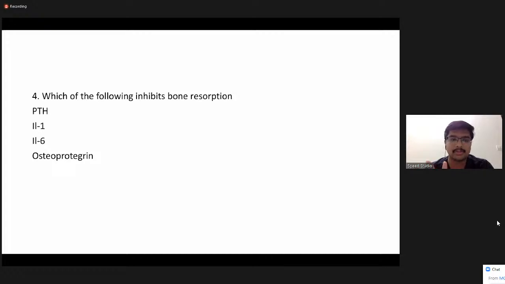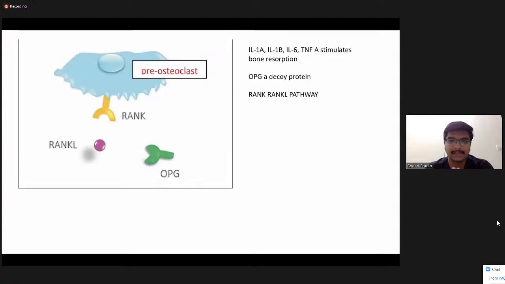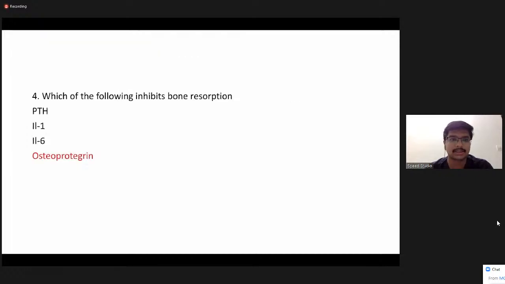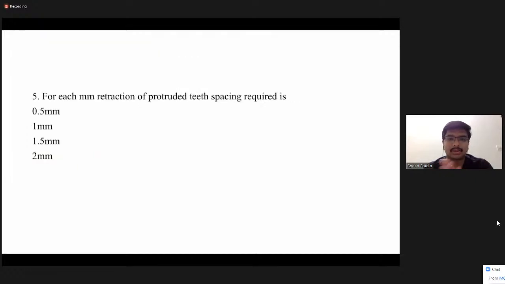So now coming to the question, which of the following inhibits bone resorption? Parathormone, interleukin 1 alpha, interleukin 6, osteoprotegerin. The answer will be osteoprotegerin, as osteoprotegerin is a decoy protein for the RANK protein, which is present in the outer layer of the osteoclast. This is a core ortho-related question which needs to be learned by heart, and there is nothing more to understand in this.